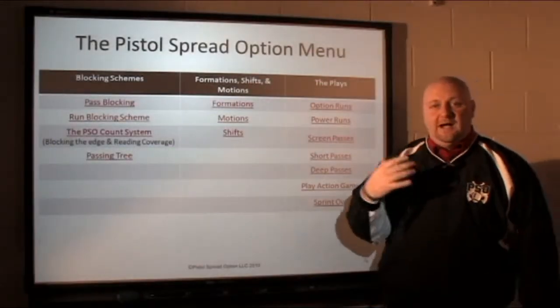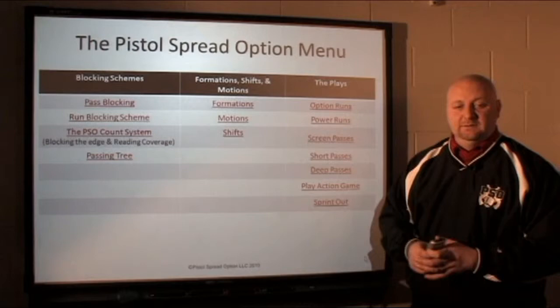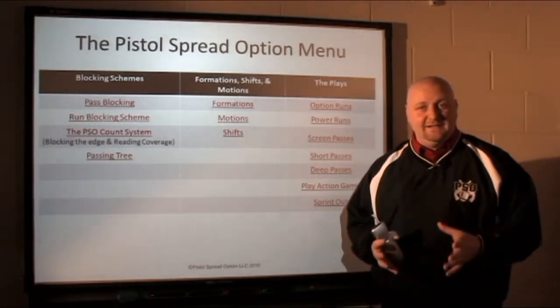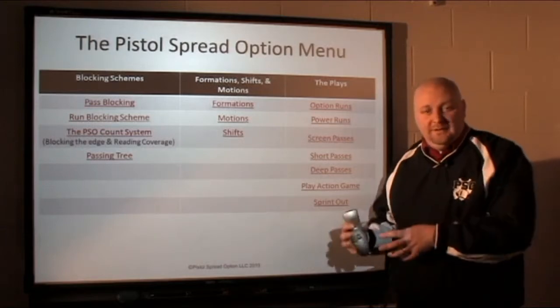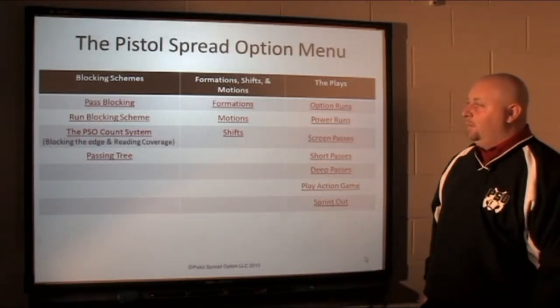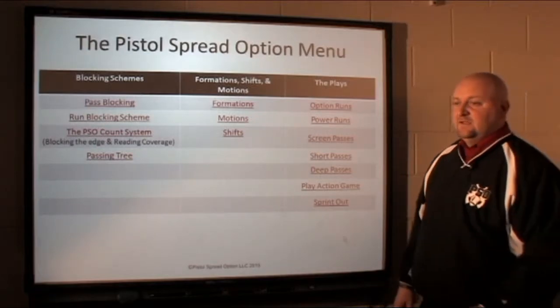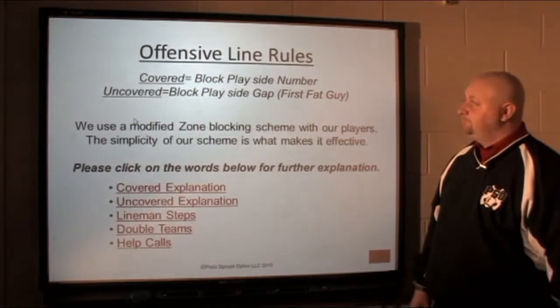What I want to do now is get into our option-based run game. But before we do that, I think the most important piece is to understand the blocking schemes. How do we teach our offensive line who to block, when to block, and where to block? I don't think any playbook would be complete without talking about the run blocking scheme. So that's where we're going to begin today, with the run blocking scheme in the pistol spread option.